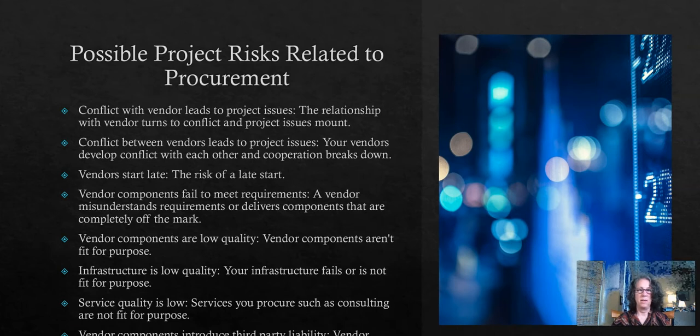So the possible project risks related to procurement. This is a long list, and if all of them don't show up on the video screen, like I said, you have the full list in the reading that is in Perusall, and that's a PDF document that you can download and access. So many of these procurement risks could have applied.